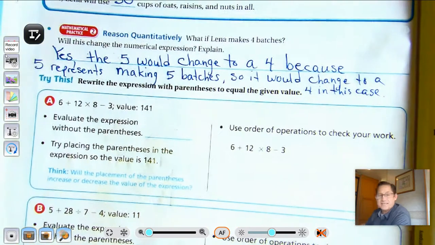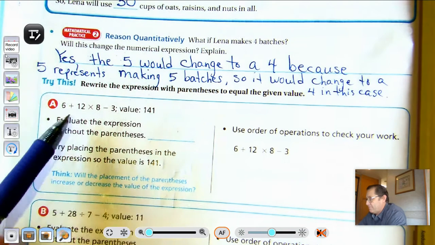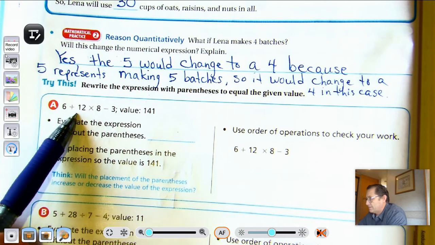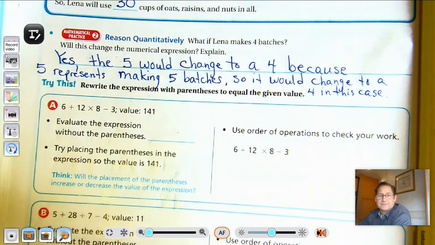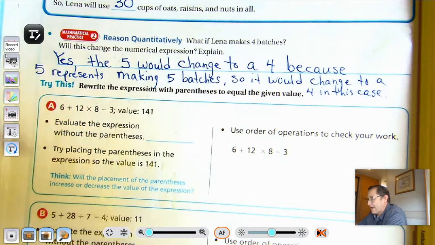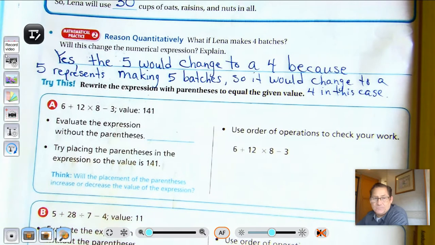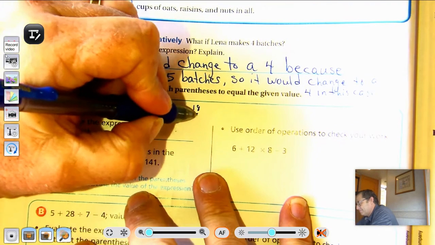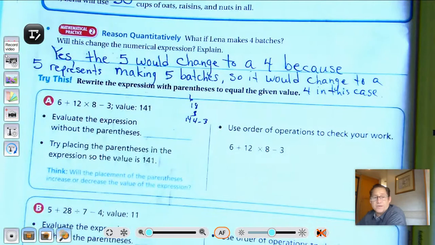So rewrite the expression with parentheses to equal the given value. And so we see that we have the sum of 6 and 12 times 8 minus 3. And we have to come up with 141. Well, what's the order that we're going to do? What do we want to add first? Let's say we add 6 and 12 first. That would give us 18, right? And then say that I multiply by 8. Well, 18 times 8 is 144. And then if I take away 3, that would be 141.